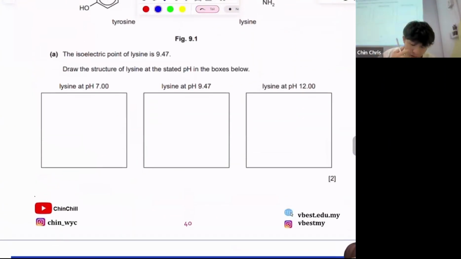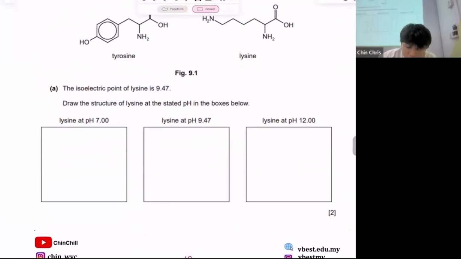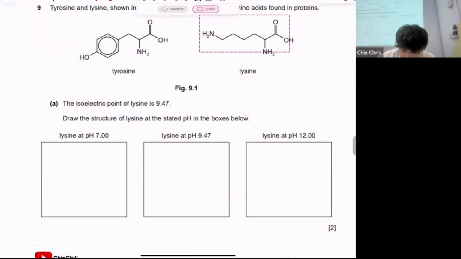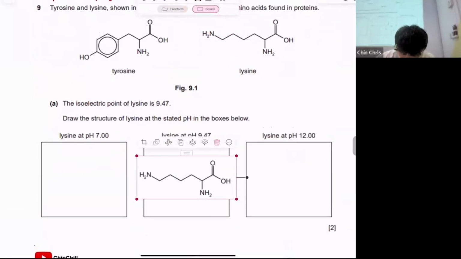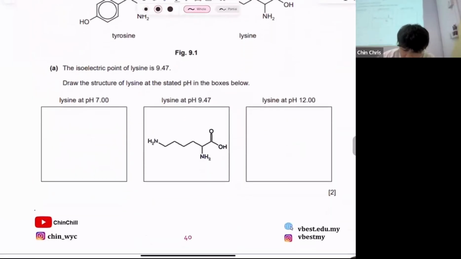Okay, guys, lysine at pH 7. They say the isoelectric point of lysine is 9.47. So, guys, let's draw 9.47 first. At 9.47, which one will deprotonate? This will deprotonate, and this will protonate, right? So this turns into an NH3 plus, and a COO minus. Is that right? Correct.